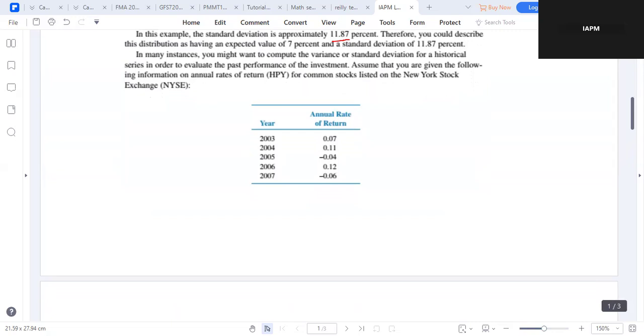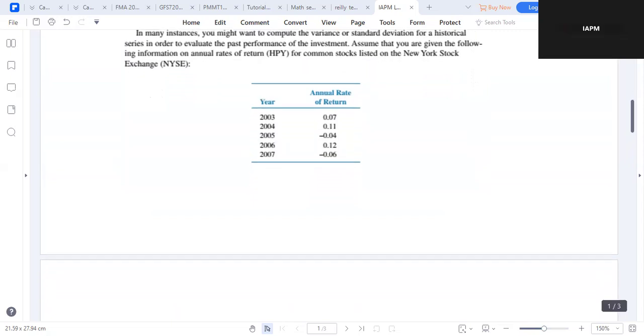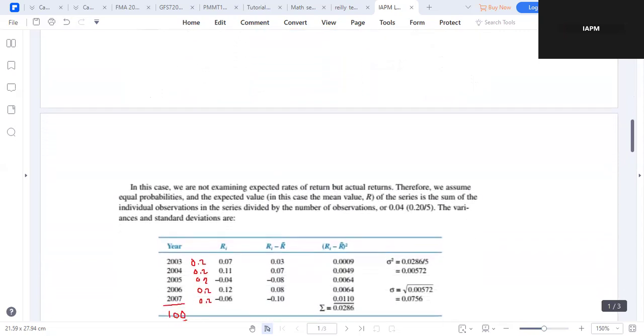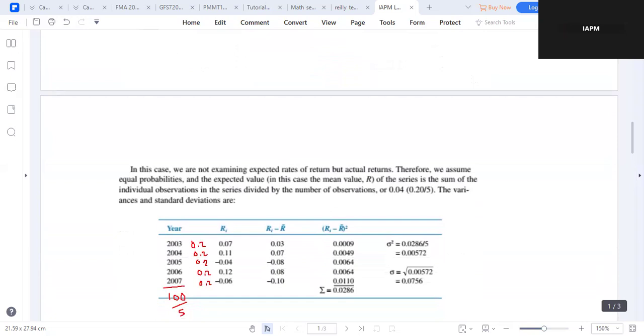So how many quarters are there in a year? 4. Four quarters in a year. Very good. So how many quarters are in all these years? 5 by 4, that is 20. So these are 1, 2, 3, 4, 5. So 100 divided by 5, we're going to get 20.